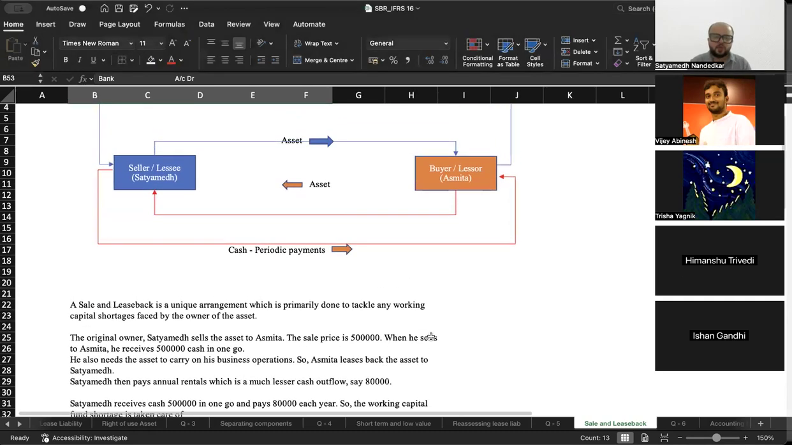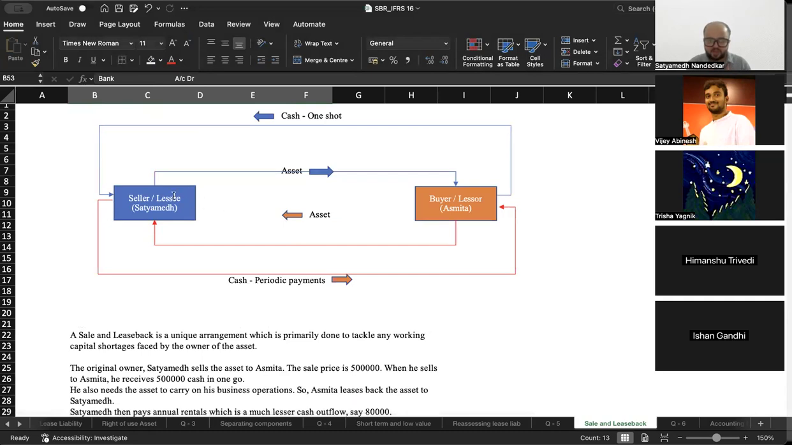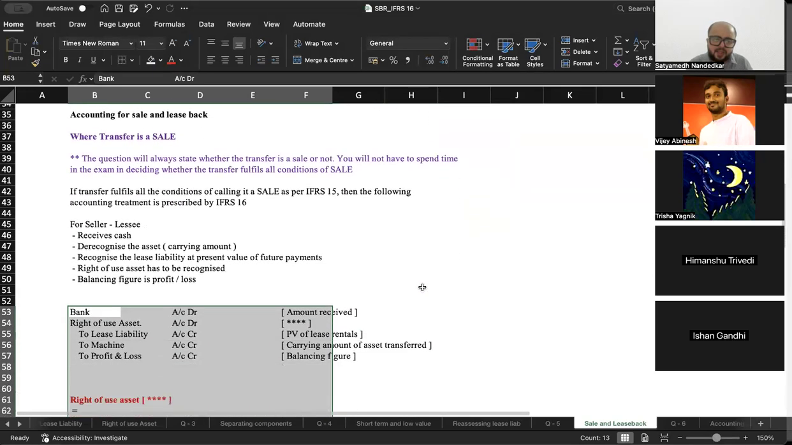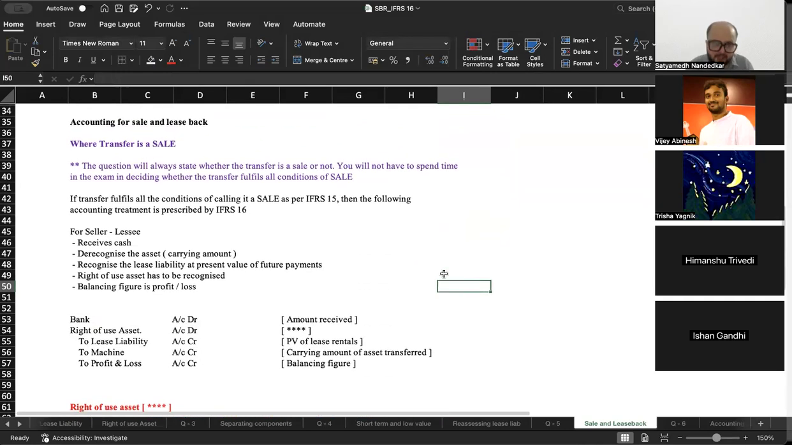ठीक है, now, so what happens is the original owner of the asset, that is this seller, he sells the asset to the buyer and then he leases back the asset from the buyer. So he transfers the asset to the buyer, pays him cash, उसका working capital problem or cash flow problem gets solved, he gets 10 crore rupees. Then the asset is leased back to him, and then the original seller, who is now the lessee, makes periodic cash payments. ठीक है, in this sale and lease back arrangement where the transfer is a sale, the question will always say whether the transfer is a sale or not a sale. If it fulfills all the conditions of calling it a sale as per IFRS 15, then consider it to be a sale.